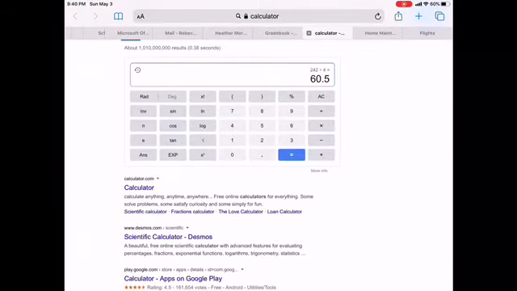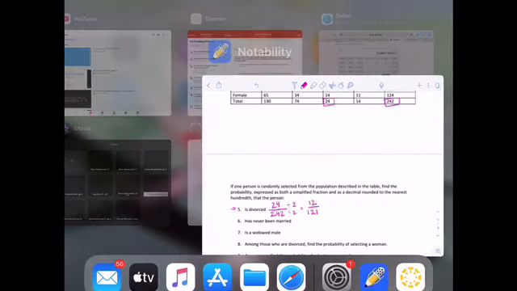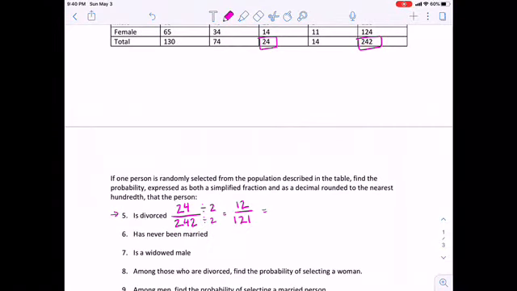To get the decimal, I'll type in 12 divided by 121, and my calculator says it is 0.099, but if I round that to the nearest hundredth, it's actually going to be equal to 0.10. So I know that 12 out of 121 people in this survey were divorced. Now that you've seen that, go ahead and try the rest of this assignment.